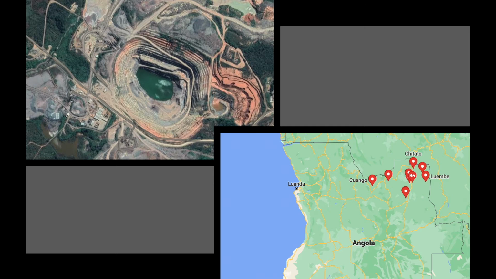In Angola, the richest diamond deposits were in the Lunda Norte province, again, far from the capital of Luanda and neighboring the Democratic Republic of Congo. Angola's diamond deposits are both alluvial and kimberlite in nature, like this kimberlite pipe open-pit mine near Lucapa.